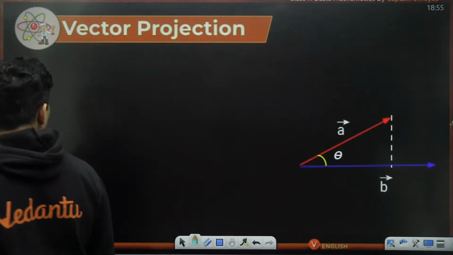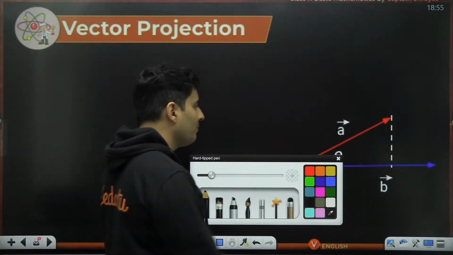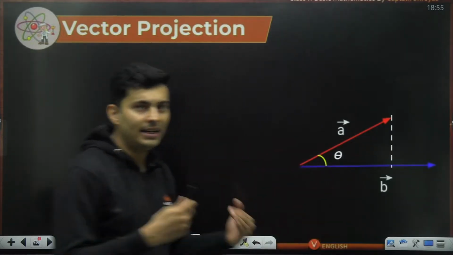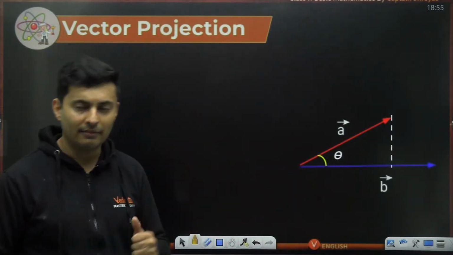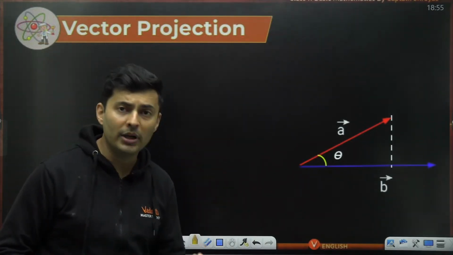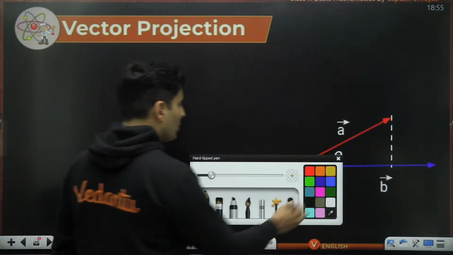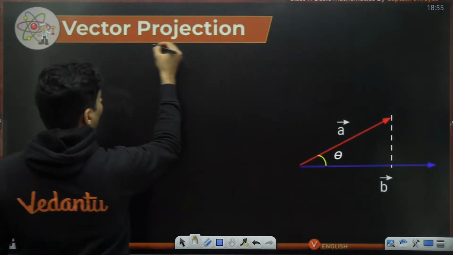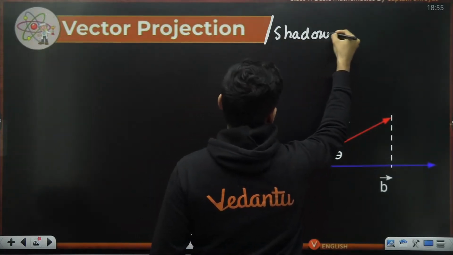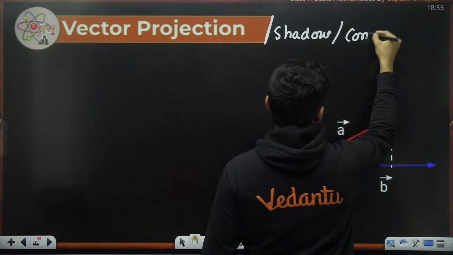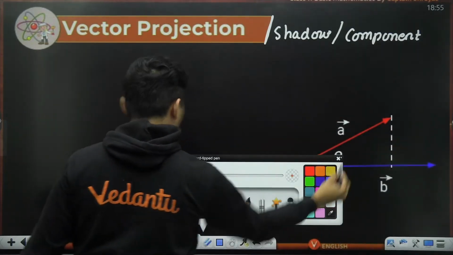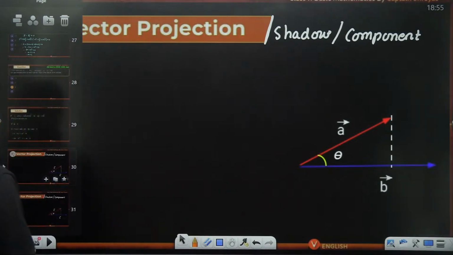Yeah. Vector projection. This is also a very important application of dot product. Vector projection means finding the projection of a vector on another vector, or finding the shadow of a vector on another vector, or finding the component of a vector on another vector. So vector projection, or basically finding the shadow, or finding the component. See, I'll tell you, for example.